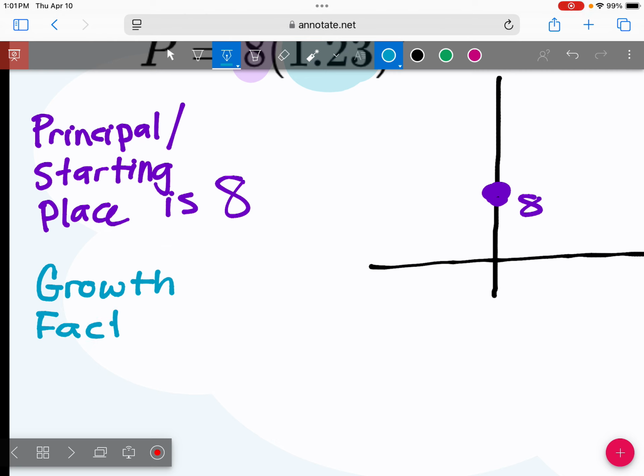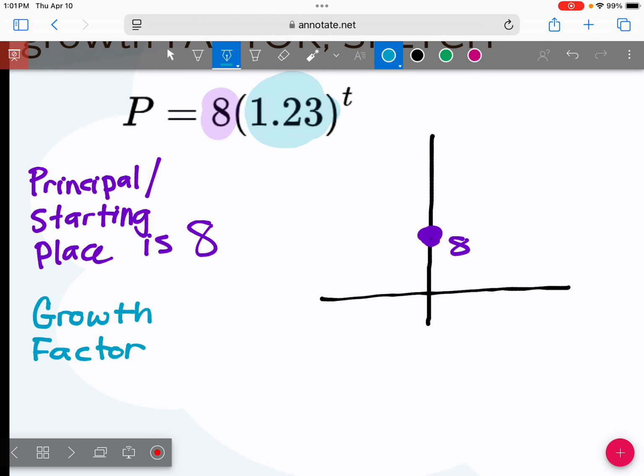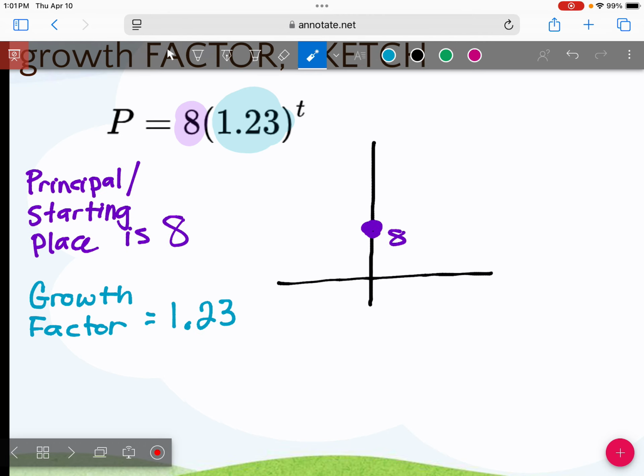So sometimes we'll have problems where something will like double. That's going to have a growth factor of 2. Or if it triples, it has a growth factor of 3. So our growth factor is the chunk that gets the exponent on it. In this case, it's 1.23. For me to get to my next place, I would take my 8 and multiply it by 1.23. It's going to make it get bigger. If it's over 1, it grows. If it's less than 1, it decays. So our next piece up here would go up just a little bit. We can tell because it's growing.